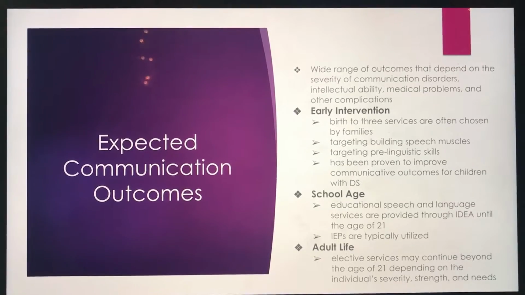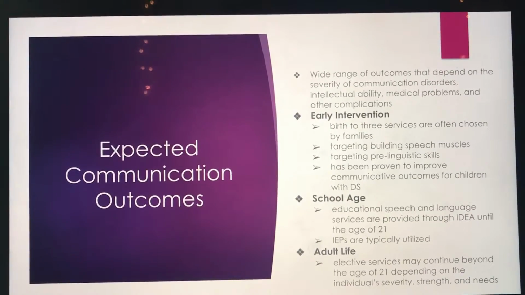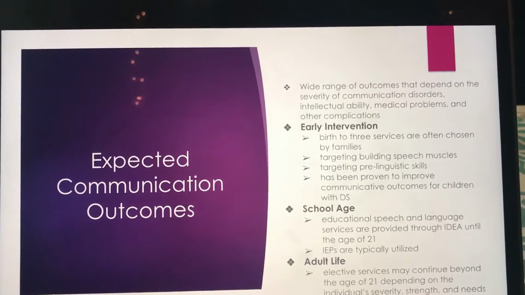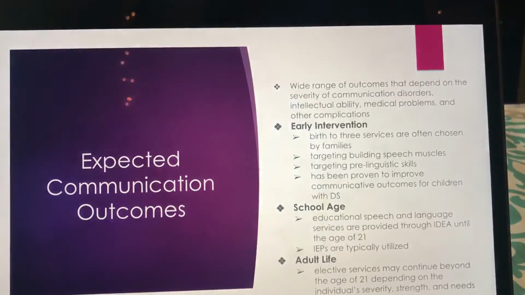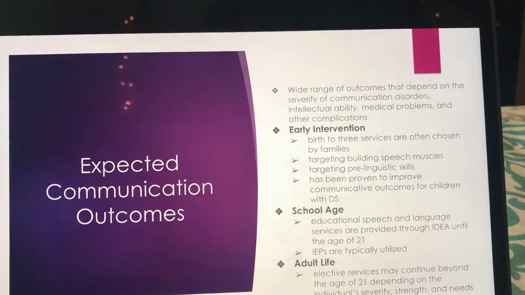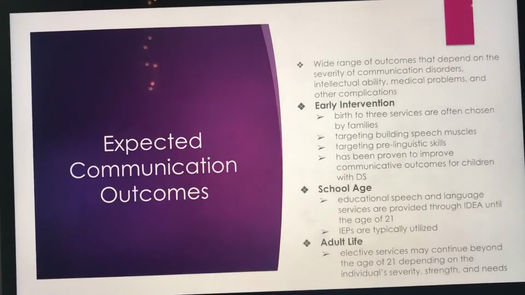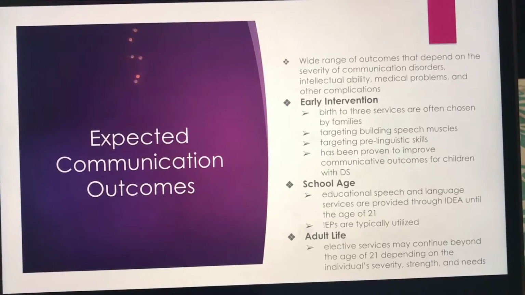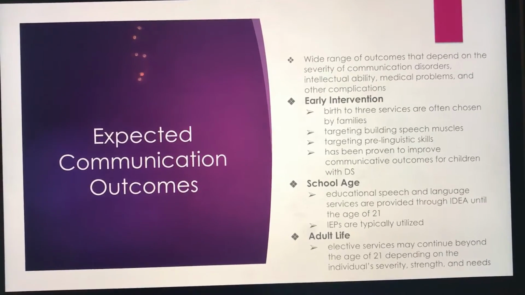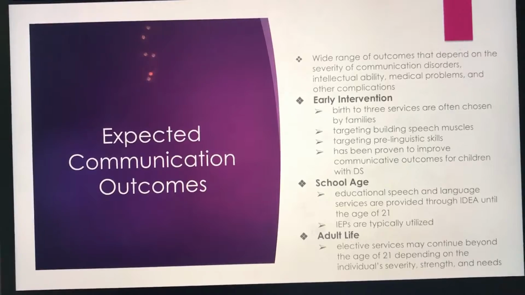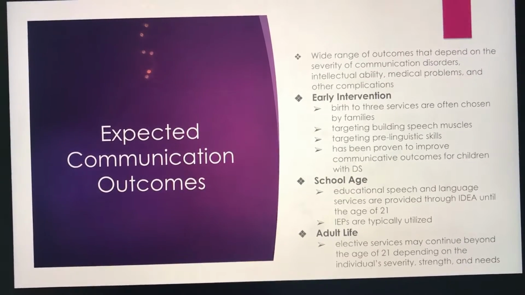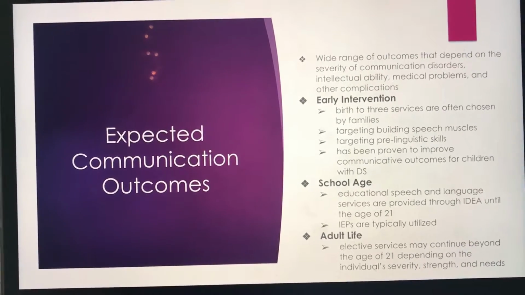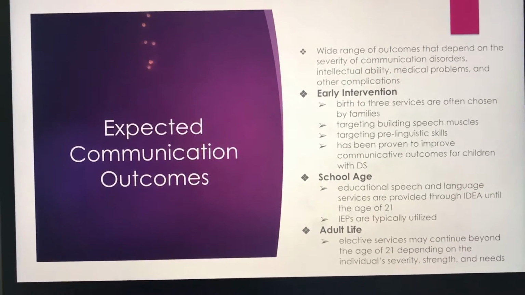So, some of the expected communication outcomes for children with Down syndrome. Since Down syndrome has such a wide range of outcomes that depend on the severity of communication disorders, the intellectual ability of a child, as well as their potential medical problems and other complications, we often see early intervention. This is where we target the building of speech muscles and pre-linguistic skills. Early intervention has been proven to improve the communication outcomes for children with Down syndrome, and most parents do choose to have these services implemented with their child.